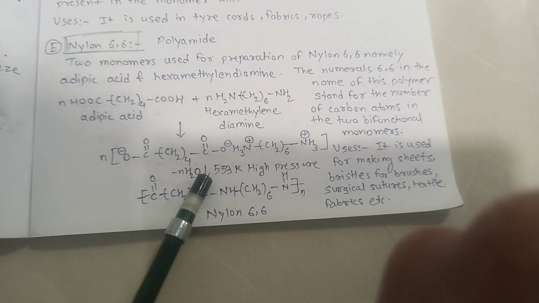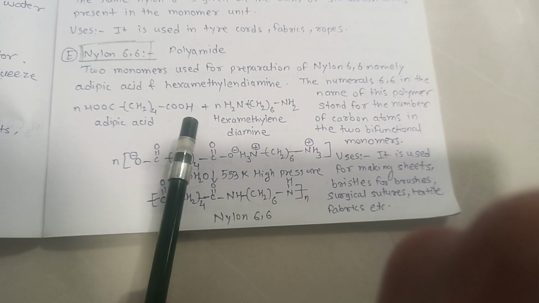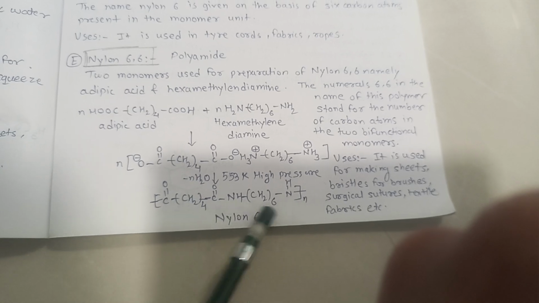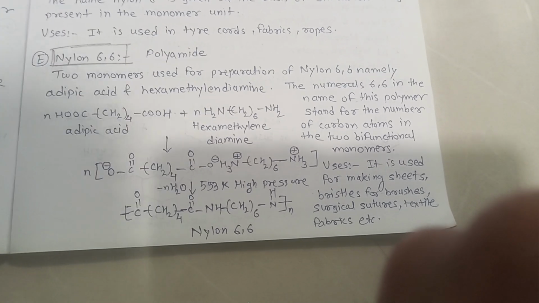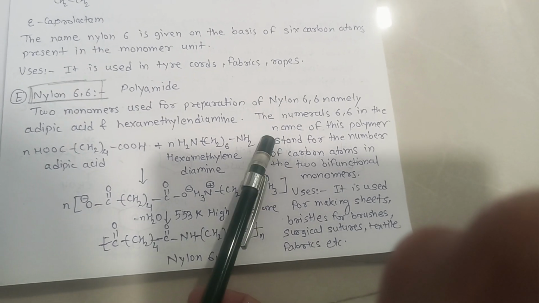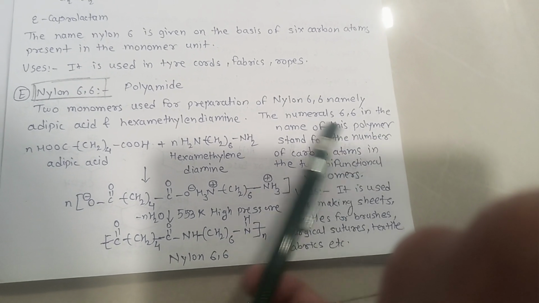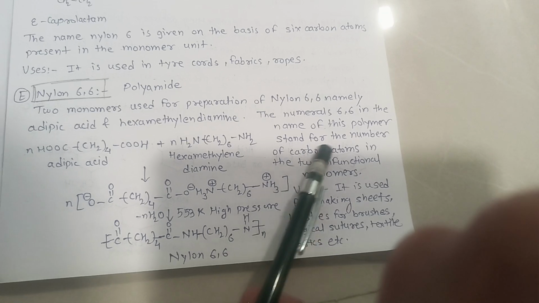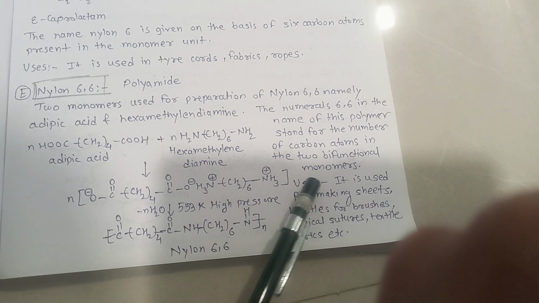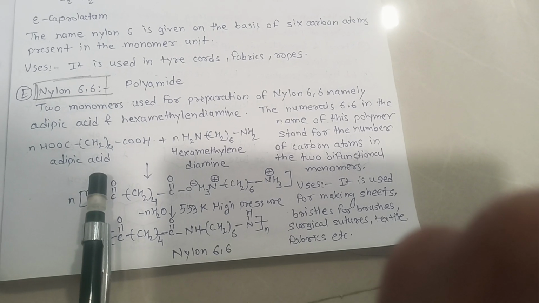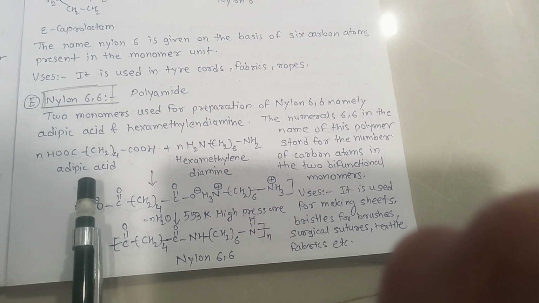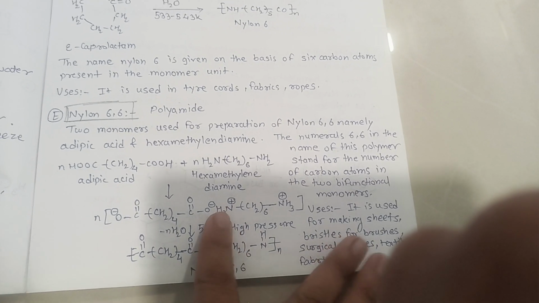And then removal of water at 553 Kelvin, that I already told you, OH of this and H of this. So water is removed and ultimately we'll get nylon 6,6 as a polymer. The numeral 6,6 in the name of this polymer stands for the number of carbon atoms in the two bifunctional monomers. Uses: it is used for making sheets, bristles for brushes, surgical sutures, textile fabrics, etc.